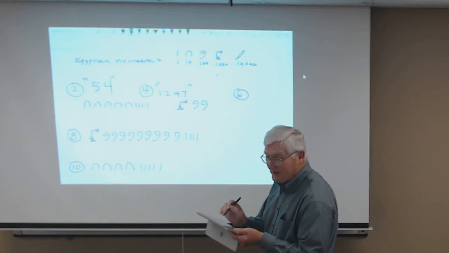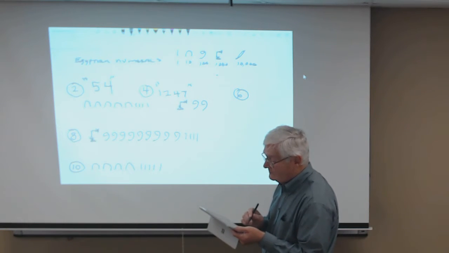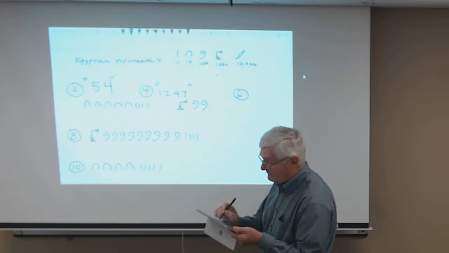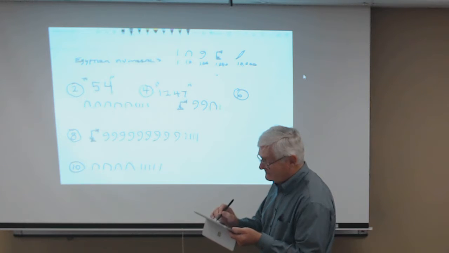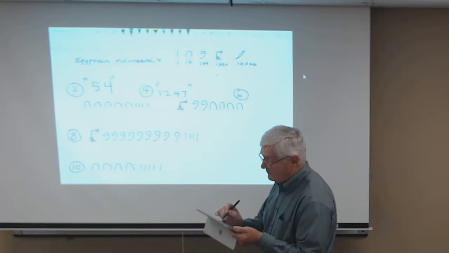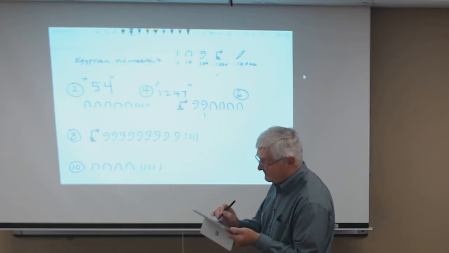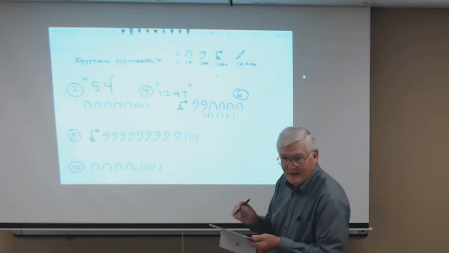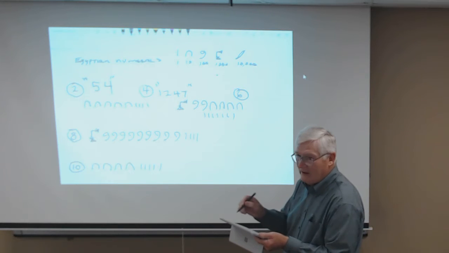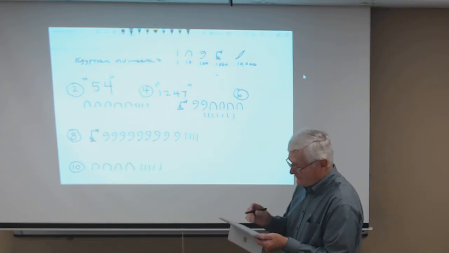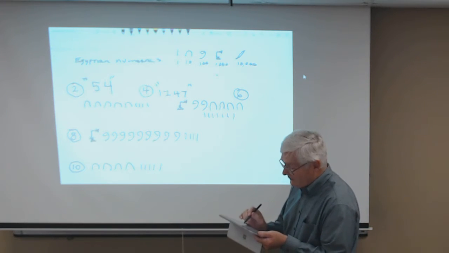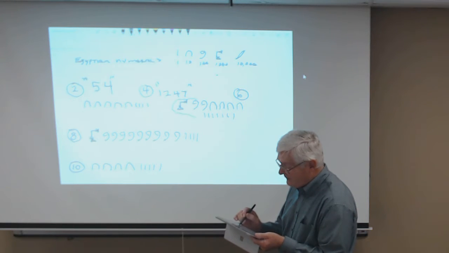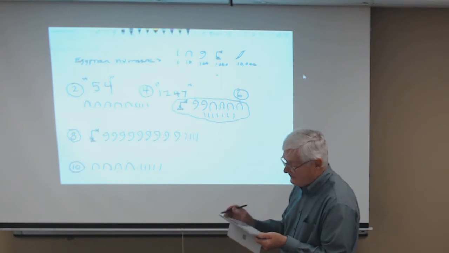1,200. Now, how am I going to say 47? 4 heel bones. And then what? 7. And you can stack them up like that if you want to. Sometimes you see them stacked up, sometimes you see them all in the line. It's just a matter of, it's all right there together. So there's 1,247 in Egyptian notation.